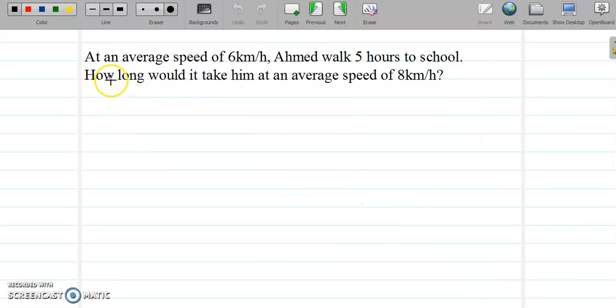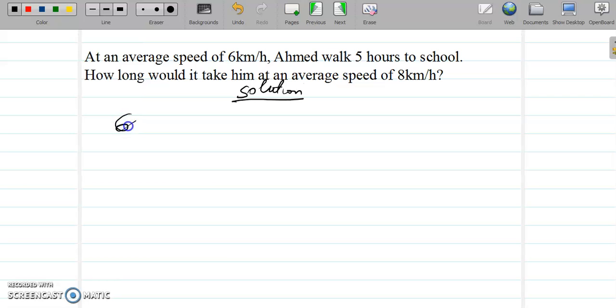Okay, let's look at this. This question says that at an average speed of 6 km per hour, Ahmed walked 5 hours to school. So if at 6 km per hour Ahmed walked 5 hours to school, at 1 km per hour he will walk 5 times 6. I hope you know that. Okay, now let's look at that. Let's take that one after the other.